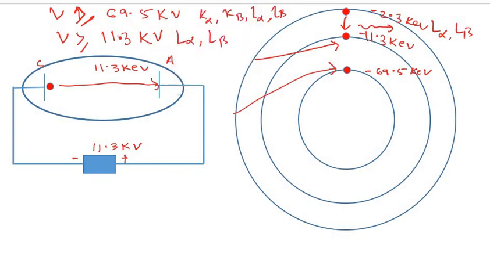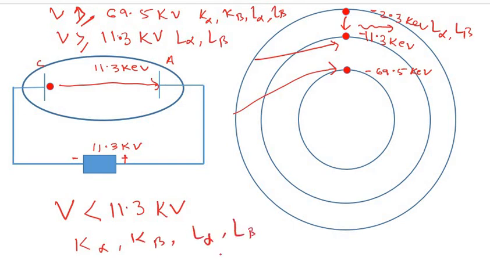I would be setting the voltage just less than 11.3 kV, so that K alpha, K beta, L alpha, L beta are not released. So the voltage that I should set would be just less than this one. So we can consider our voltage to be 11.29999 kV, something like that. But if I round it off, I'll get the answer 11.3 kV.